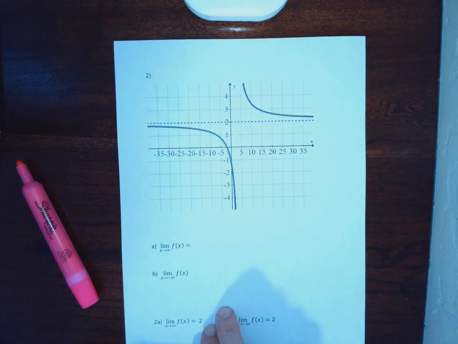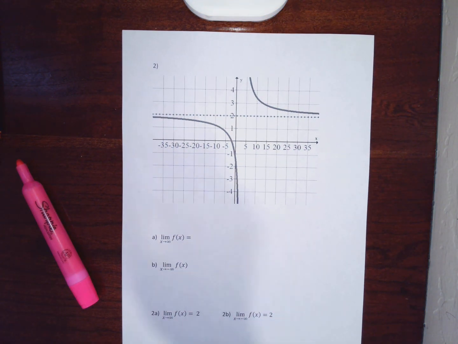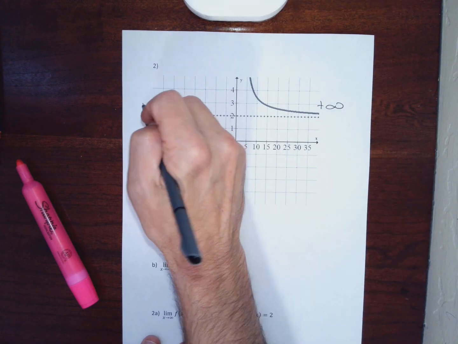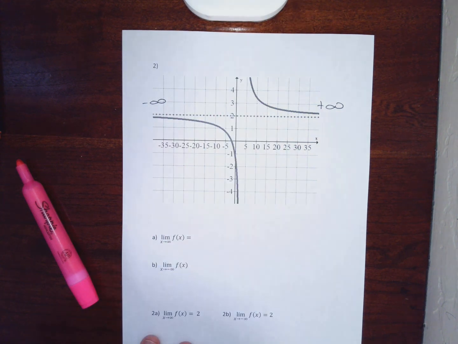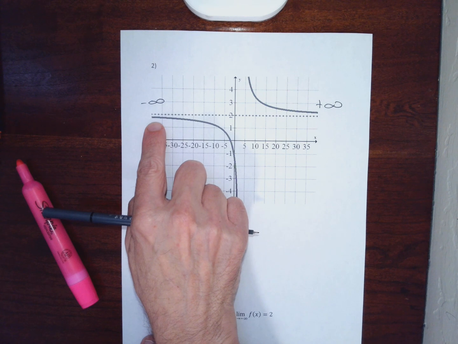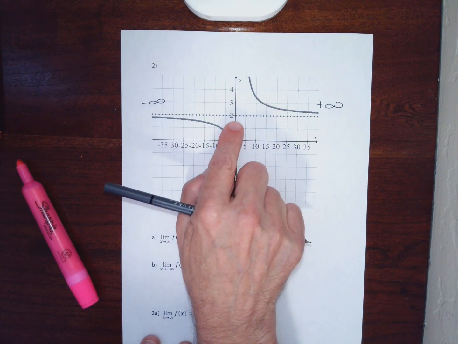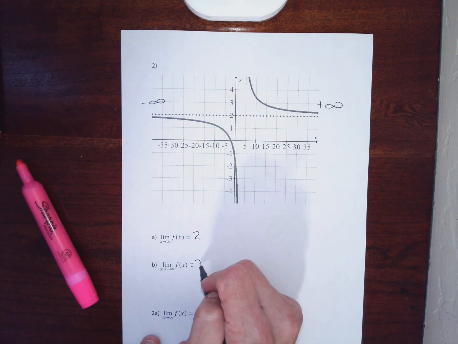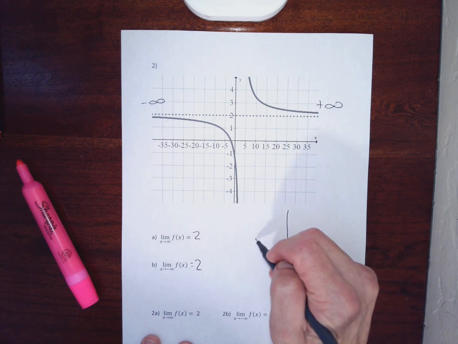Next, we're doing limits at infinity. And there's two kinds of problems. There's one where I mark a dashed line, a horizontal asymptote, and this is the positive infinity side. This is the negative infinity side. Both the side of the graph towards positive infinity and the side of the graph towards negative infinity go through this dashed line at 2. So both of the limits are going to be 2. The positive infinity limit and the negative infinity limit are going to be 2.